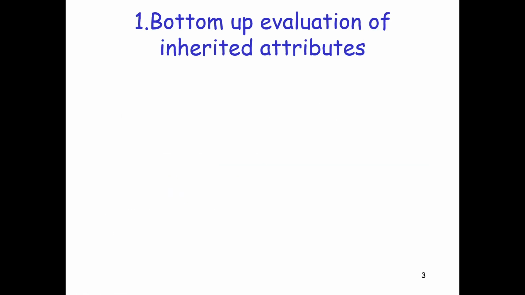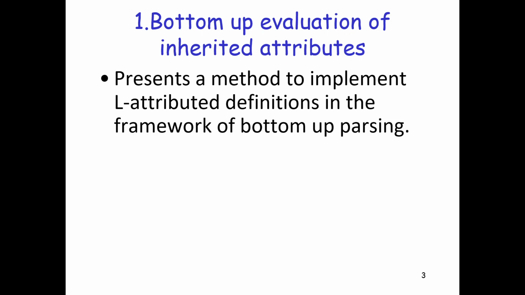Coming to the topic bottom-up evaluation of inherited attribute, it presents a method to implement the L attributed definition in the framework of bottom-up parsing. L attributed definition means basically it is left attributed. That means an L attributed definition consists of inherited attributes. It has some restriction: it can inherit either from its parent or from its left sibling. That means it follows a pre-order form of traversal while it constructs the parse tree during the evaluation of attributes.